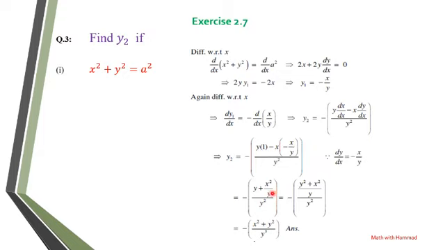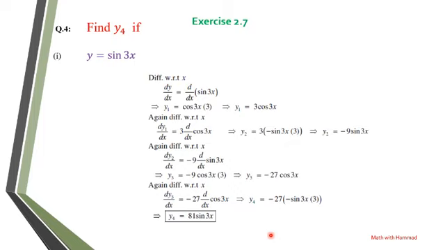Take LCM in the numerator. Y into y is y square plus x square over y, and this y multiplied by this y, we will get y cube, into x square plus y square, and minus as it is. This is our final answer, or you can write the value of x square plus y square. What is the value of x square plus y square? It is a square. So you can write y2 is equal to minus a square over y cube, or minus x square plus y square over y cube. Both are its solutions.